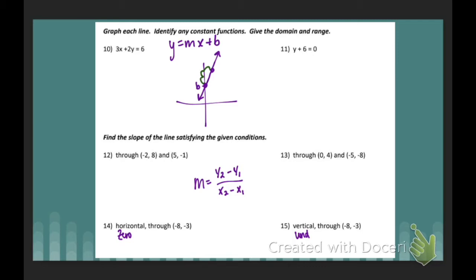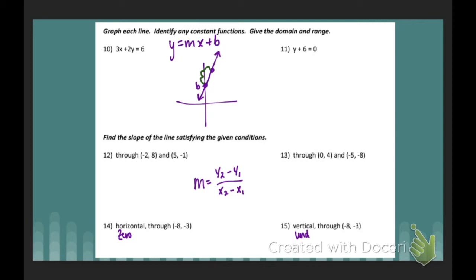Identify any constant functions, that's going to be if you just have y equals a number. Giving domain and range. Domain and range of a linear function is always all real numbers because your arrows go forever left and right, forever up and down. Constant functions are horizontal lines, so your range, your y, will just be one value, while your domain will be -infinity to infinity, the entire x-axis.